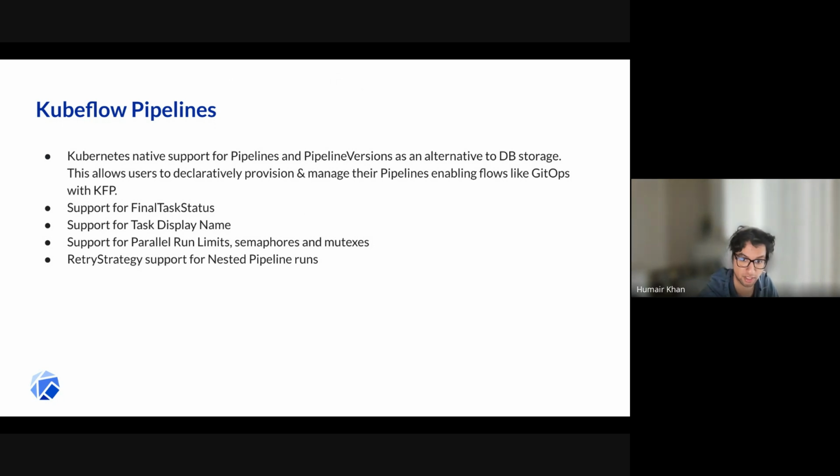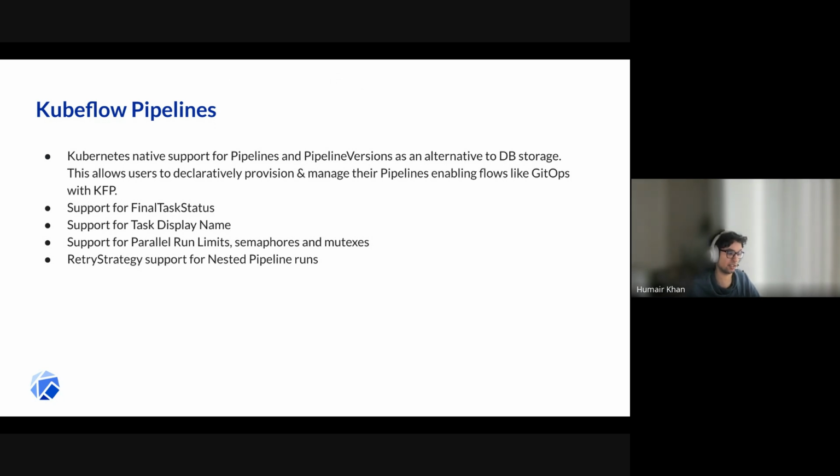The bigger feature that we're pretty excited about is Kubernetes native support for pipelines and pipeline versions in Kubeflow Pipelines. What this allows is users to declaratively provision and manage their pipelines, which will allow people to use GitOps tools like Argo CD to manage their pipelines and pipeline versions. The alternative today by default is the database, which is where we store the pipeline versions. This will instead utilize the etcd store.